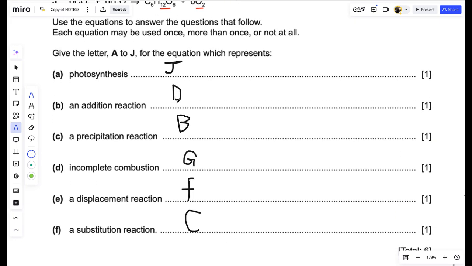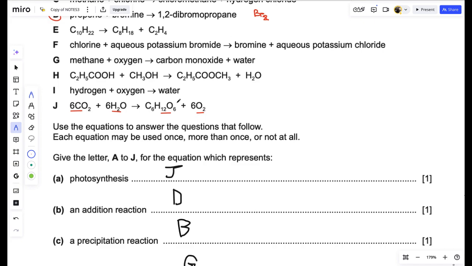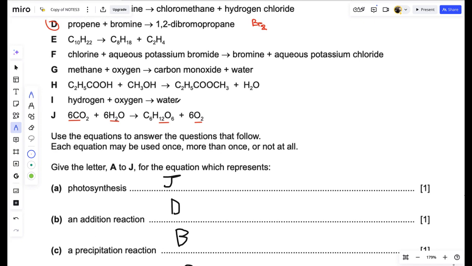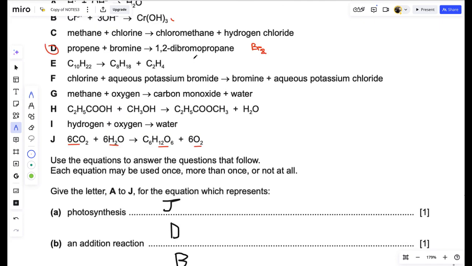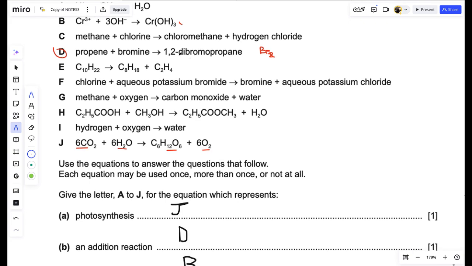Now, incomplete combustion. You know, incomplete combustion is when oxygen bonds with a gas like methane. Any gas, methane, ethane, any gas bonds with oxygen. Instead of producing carbon dioxide, it produces carbon monoxide. So we look at the equation where that takes place. Methane bonds with oxygen. Instead of forming carbon dioxide, it forms carbon monoxide. This is called incomplete combustion.